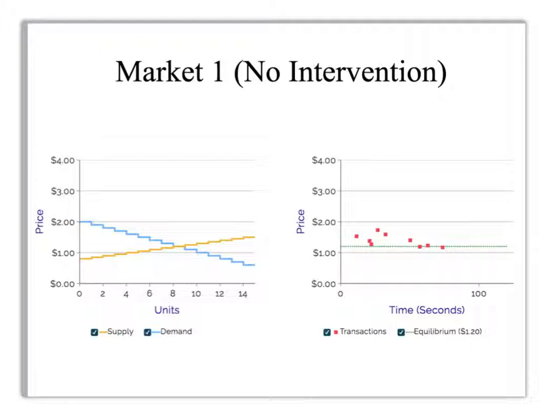Here we have Market 1, and you can see that the equilibrium price in this market is equal to $1.20, and the equilibrium quantity is 9. In this particular market, when you all played, you can see that 9 oranges are bought and sold.